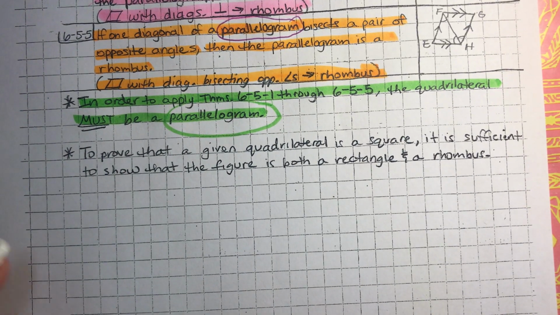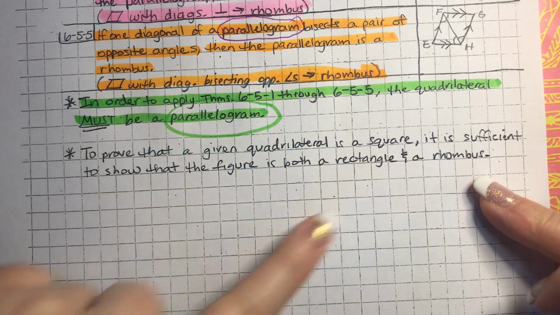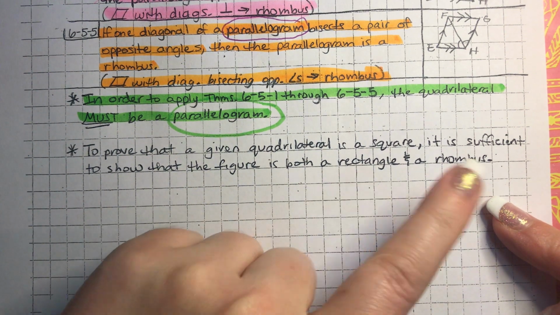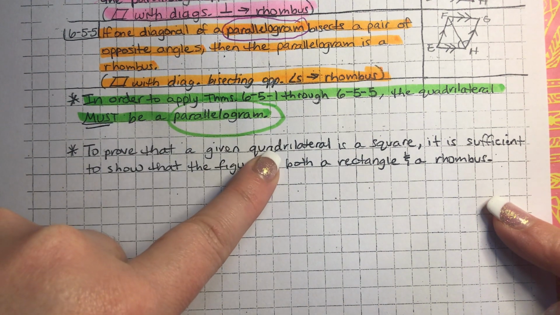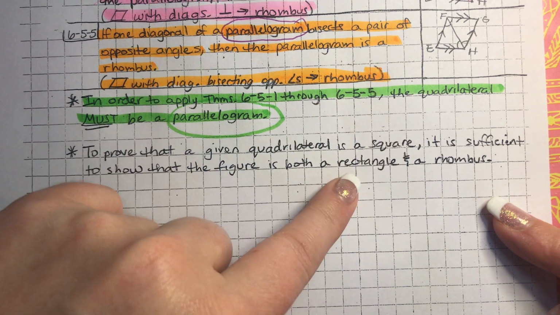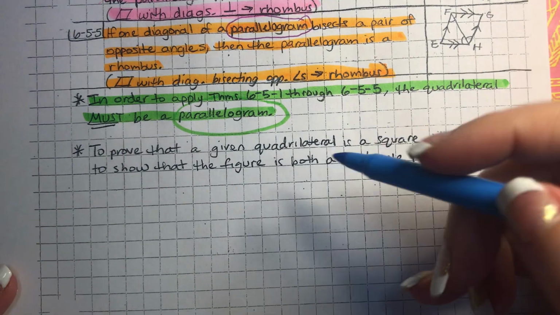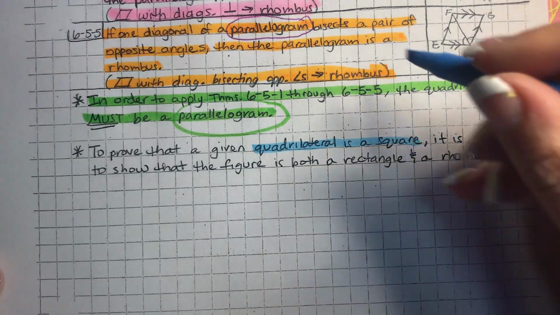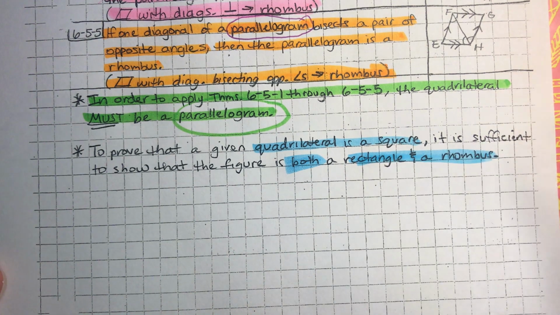And furthermore, to prove that a quadrilateral, a four-sided figure, is a square, it is sufficient to show that the figure is both a rectangle and a rhombus, and to prove that it's a rectangle and a rhombus, you have to know it is a parallelogram. So if you start with a quadrilateral, the first thing you have to do is prove that it's a parallelogram, then prove that it's a rectangle, then prove that it's a rhombus to prove that it's a square, okay? So whenever you're trying to prove that it's a square, it is sufficient to show that the figure is both a rectangle and a rhombus.